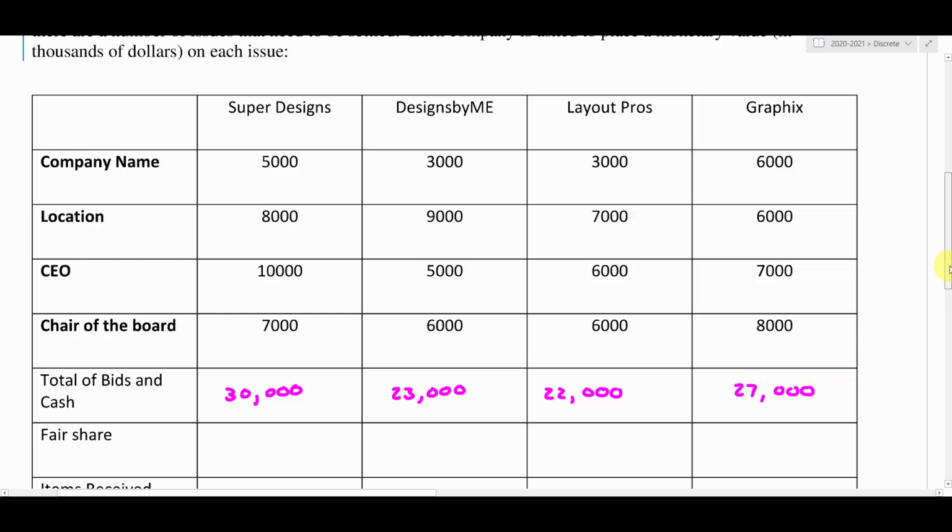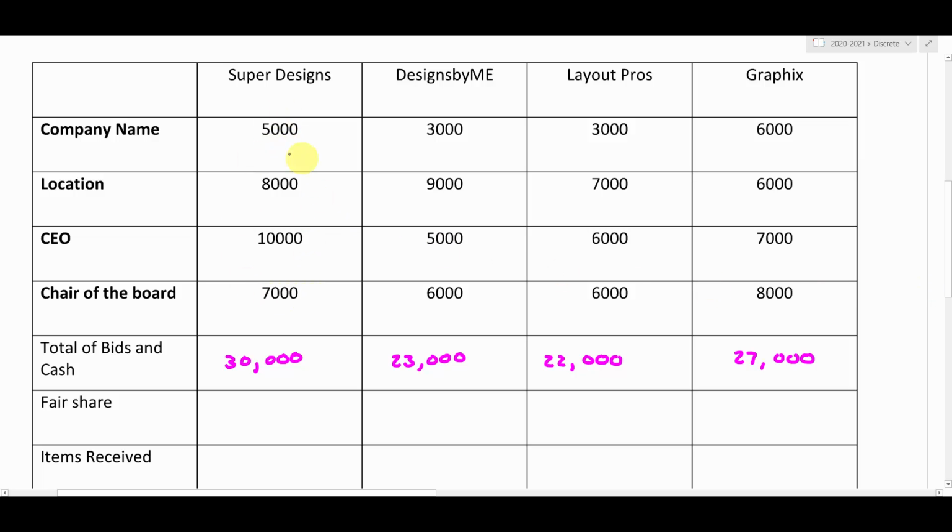All right, so I've totaled those up, and like I said, all I did was I went through, added these in my calculator, and got my number down here. So Super Designs bid a total of $30,000, and then I can use that to determine a fair share because I can take 30,000 and divide by 4 since there's 4 parties in this division. So a fair share for Super Designs would be $7,500, and I would do the same thing for each subsequent company here.